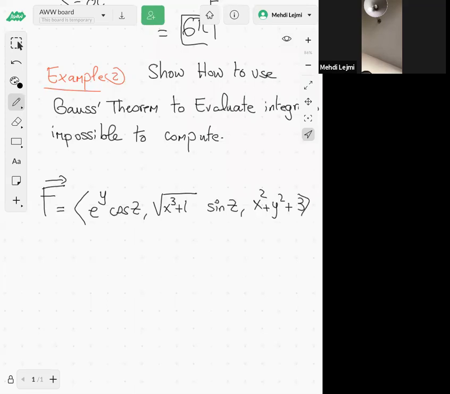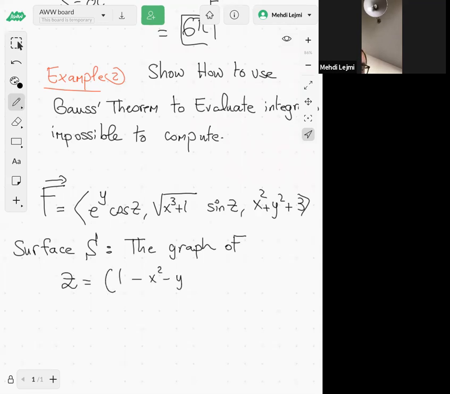And I'm going to try to evaluate the flux of this vector field F across some surface S. So let's say there's a surface S, which is the graph of, let's say, z equals 1 minus x squared minus y squared. So it's sort of a paraboloid, actually, times the exponential of, let's say, minus x squared minus 3y squared.